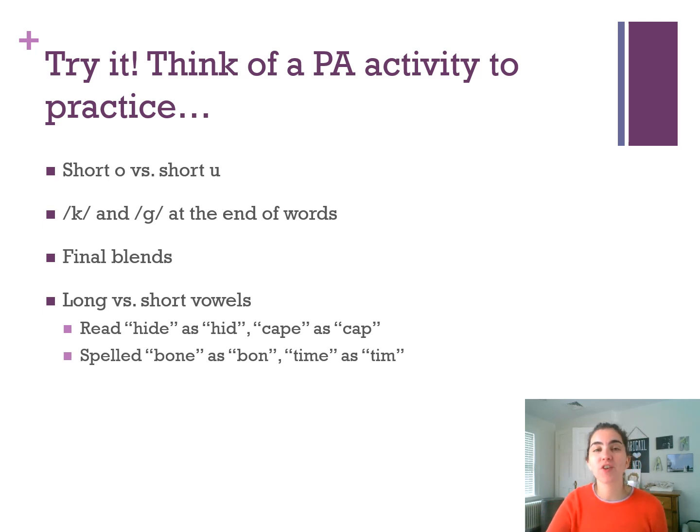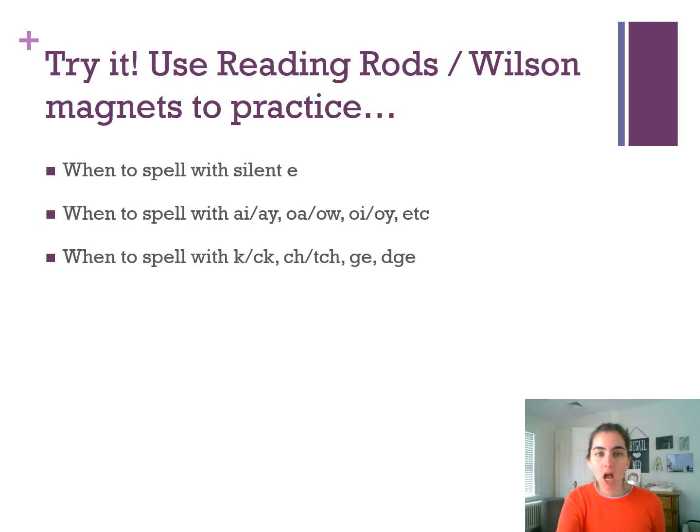When you see specific error patterns, do something about it. Make a note on your lesson plan and try to clean it up in the next few lessons. Of course, 2 of my other favorite tools, the reading rods and the Wilson magnets, could be built in daily just for daily practice with your new concept, or you could use them as a tool to clean up some pesky error pattern that's been happening.